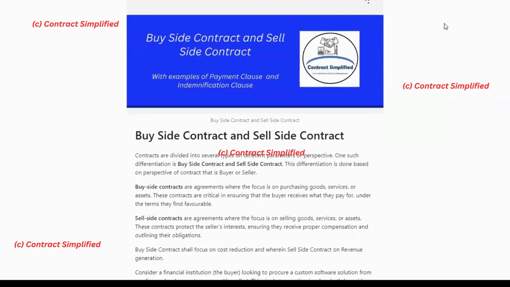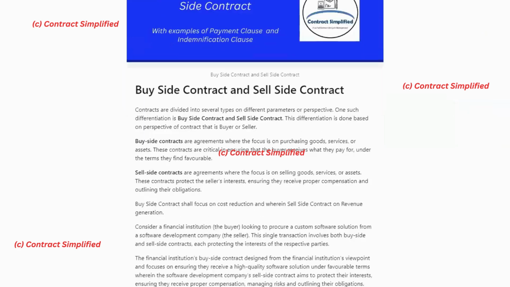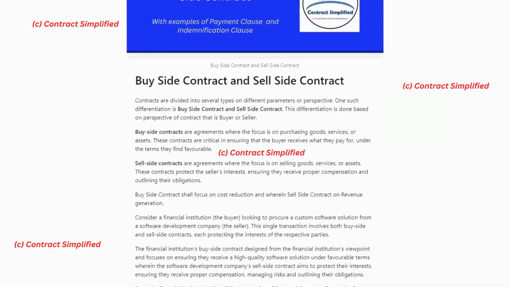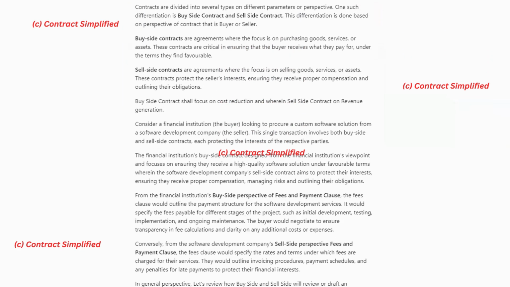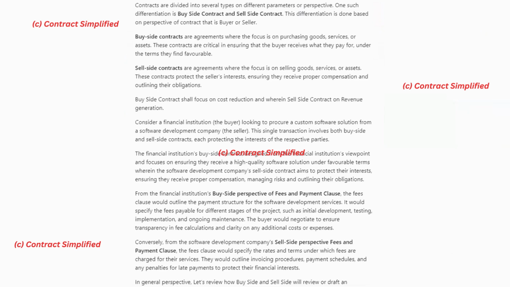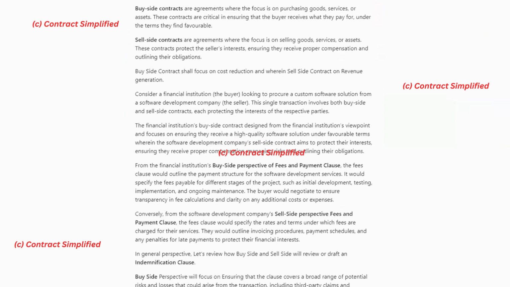I am Kritika here with a new video all about buy-side contract and sell-side contract with examples of payment clause and indemnification clause. Contracts are divided into several types on different parameters or perspectives. One such differentiation is buy-side contract and sell-side contract. The differentiation is done based on perspective of the contract, that is buyer or seller.